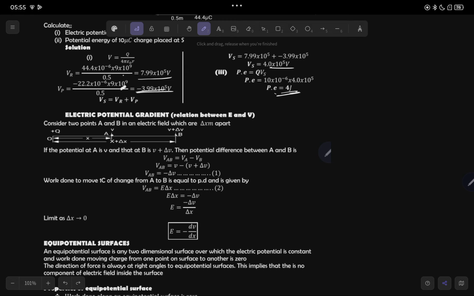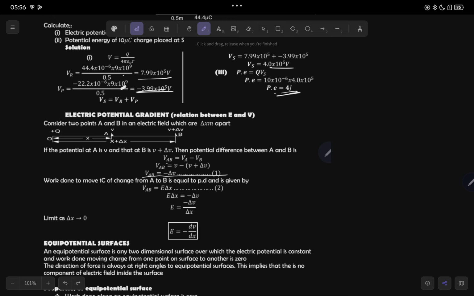If the potential at A is V, and the potential at B is V plus delta V, which means the PD between the two points is V minus (V plus delta V). So PD between A and B is VA minus VB. We substitute to get VAB as negative delta V. Let's call this equation 1.